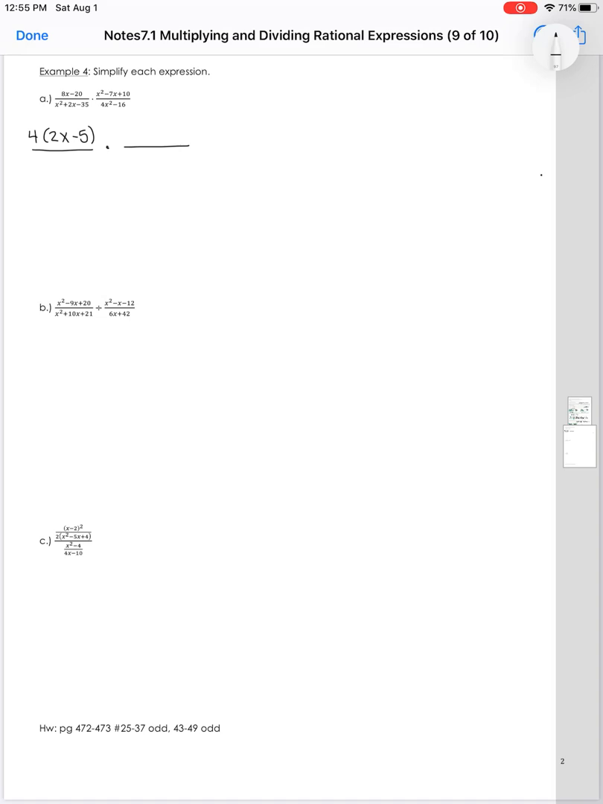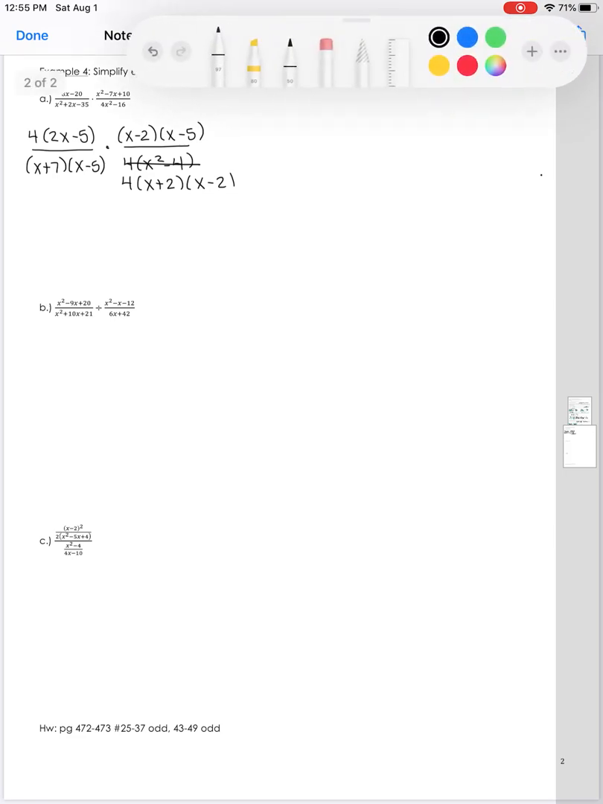What multiplies to get 10 and adds to get negative 7? That's negative 2 and negative 5. So x minus 2, x minus 5. First denominator, what multiplies to get negative 35 and adds to get a positive 2? That's x plus 7, x minus 5. And then our second denominator, first I notice they have a 4 in common, so I'm going to take that out. And then I also notice this is a difference of squares scenario.